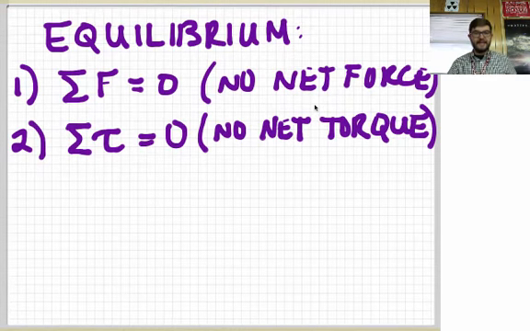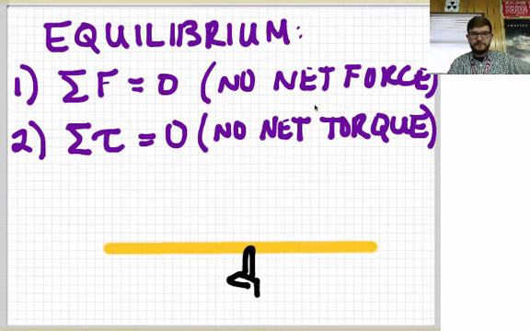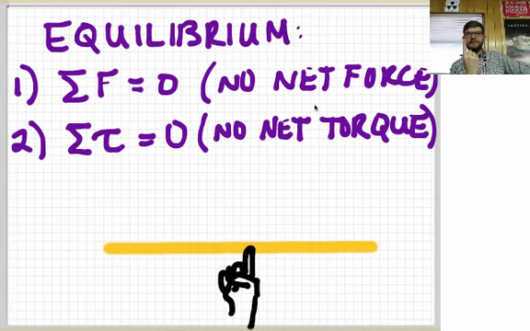Because I might be sitting here with no net force, but if somebody is putting a torque on me, then I'm still not at equilibrium. I could be spinning instead of being at equilibrium. This is really apparent if I took a meter stick and balanced it on my finger.